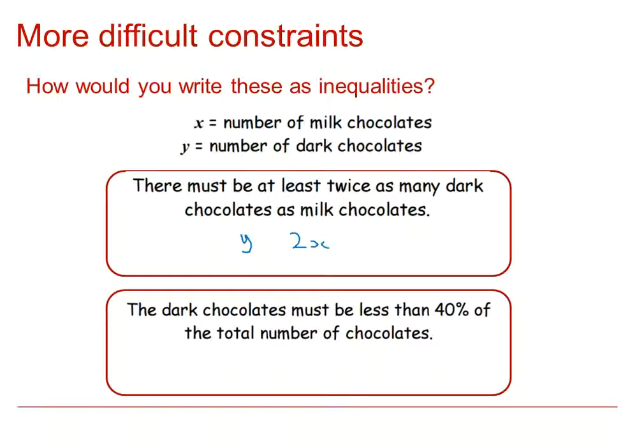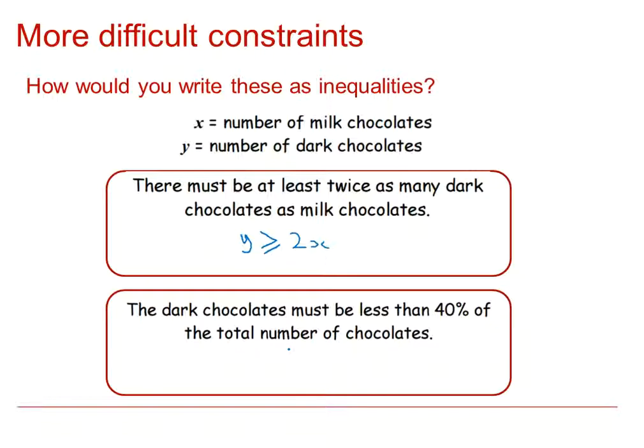And there needs to be at least twice as many dark chocolates. So the number of dark chocolates can equal 2x, but it could also be more than 2x. So Y could be more than or equal to 2x.